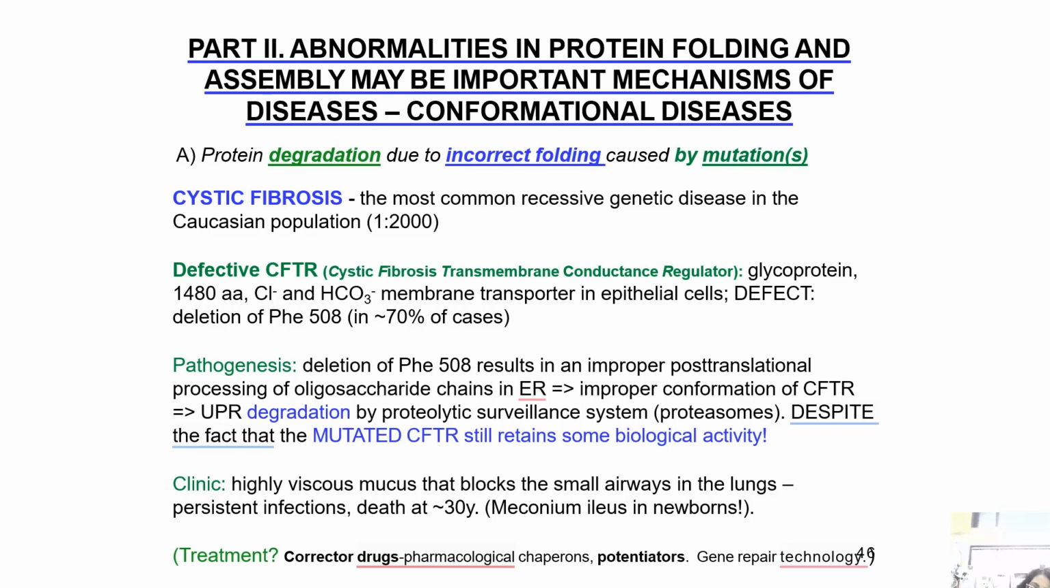Then we have pathogenesis: deletion of phenylalanine 508 results in improper post-translational processing of oligosaccharide chains in the ER. Improper conformation of CFTR leads to UPR degradation by the proteolytic surveillance system, or proteasomes. So, despite the fact that the mutated CFTR still retains some biological activity, the clinical picture is highly viscous mucus that blocks the small airways in the lungs. Okay.